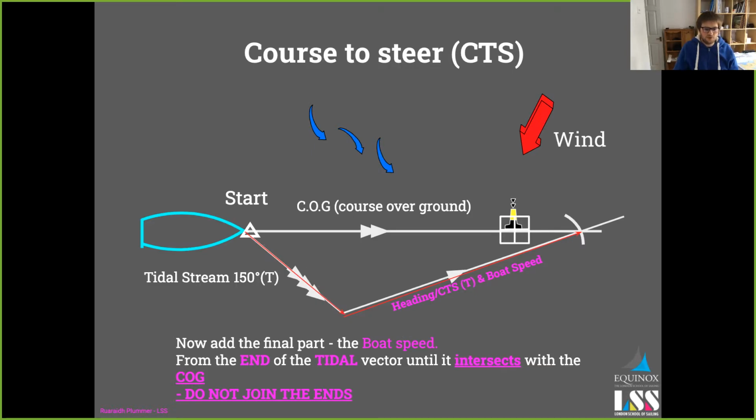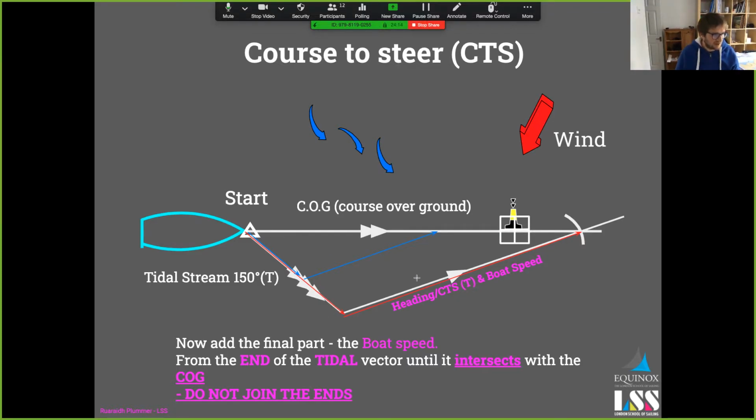So in this situation, I've got an hour's worth of tide and an hour's worth of boat speed. If I were to have half an hour's worth of tide, I've taken half the length of my line, and I'm going to take half my boat speed as well. I'm still going to end up with the same angle to steer. They're going to stay parallel to each other.